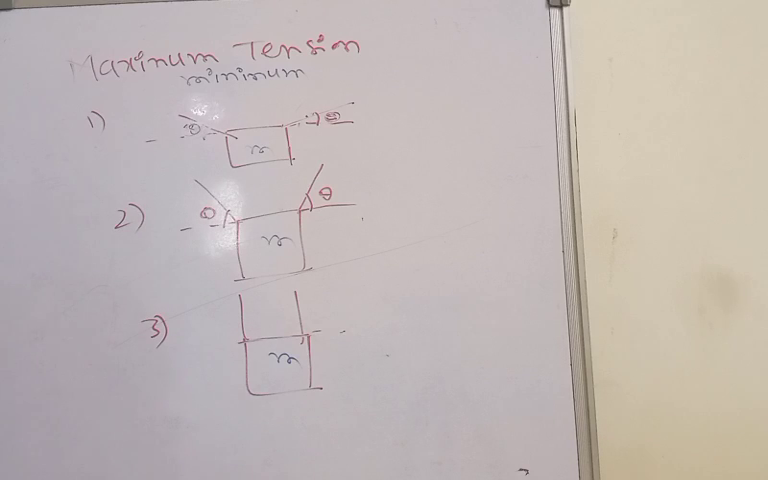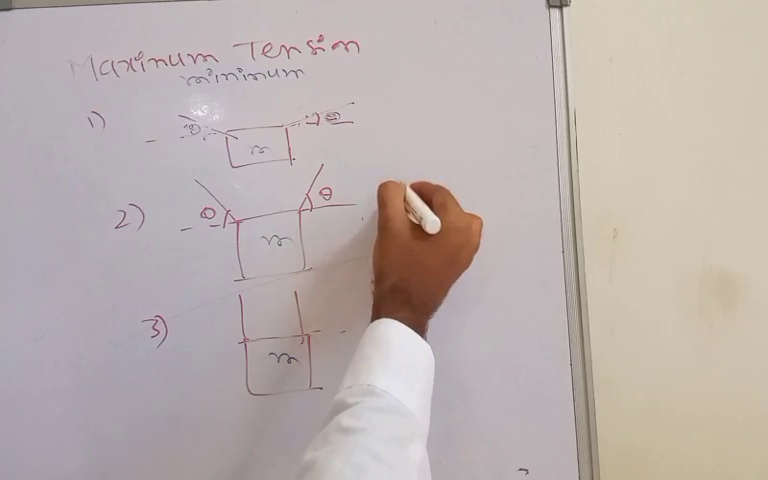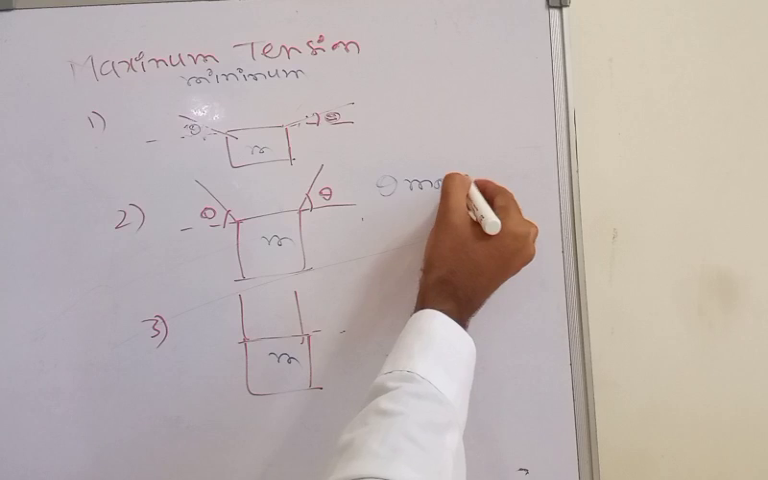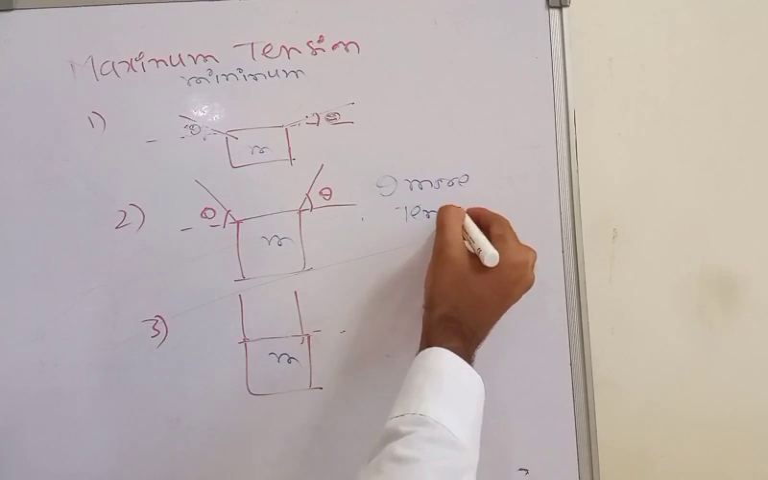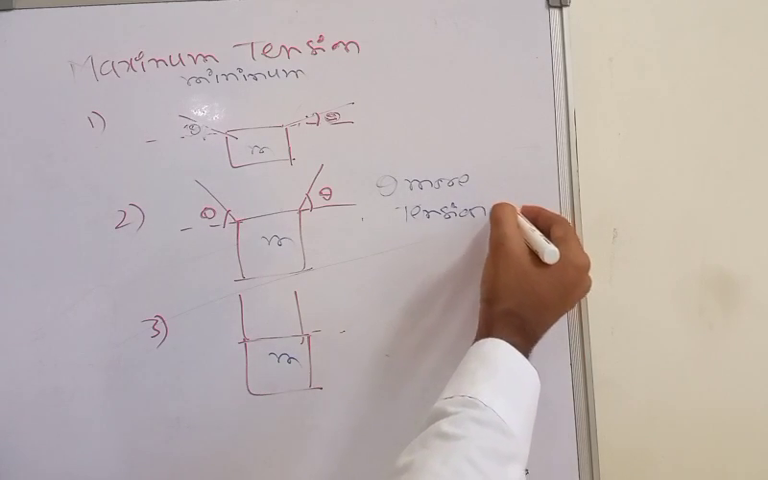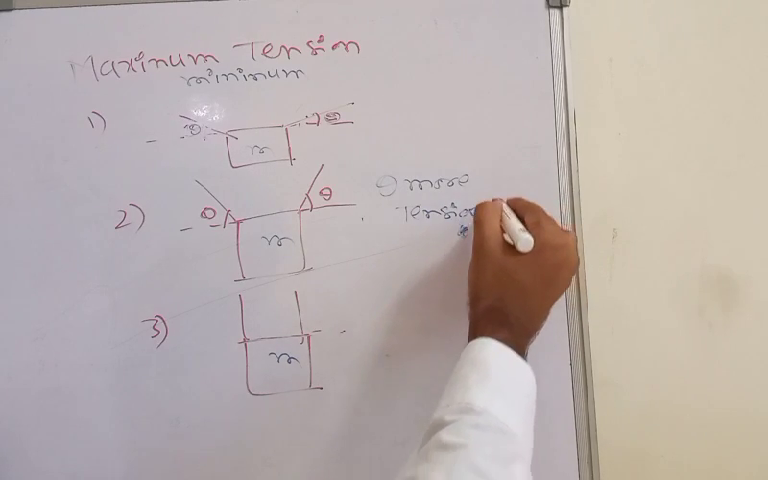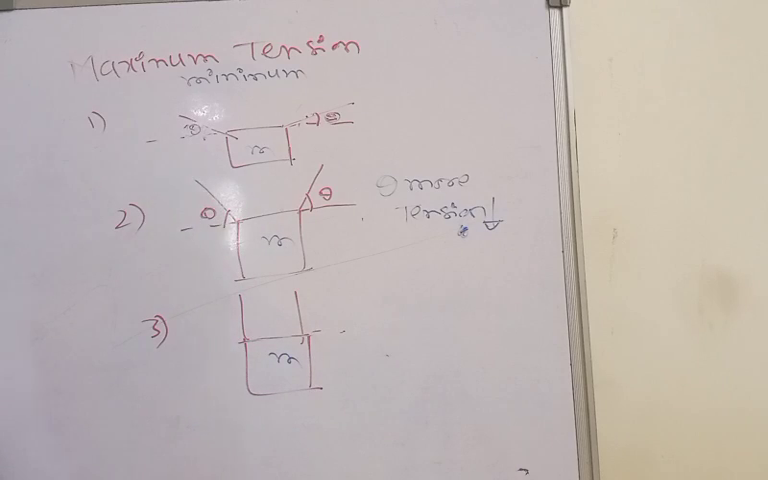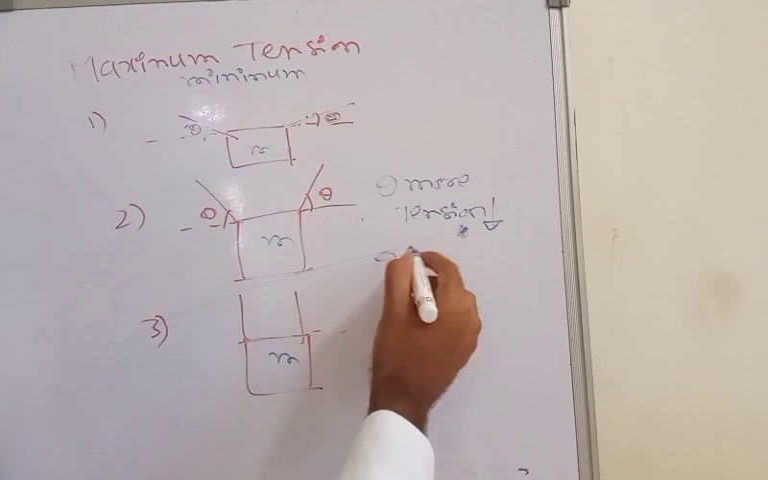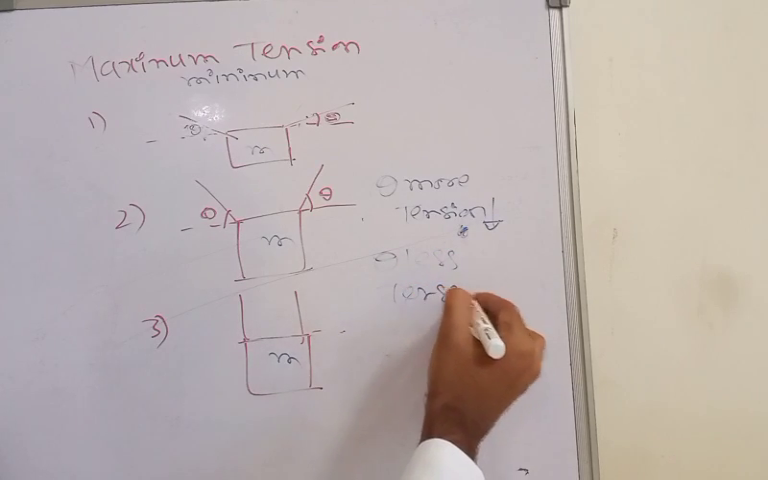So if the theta value is more, the tension is very less. If the theta value is less, then the tension in the string is more.